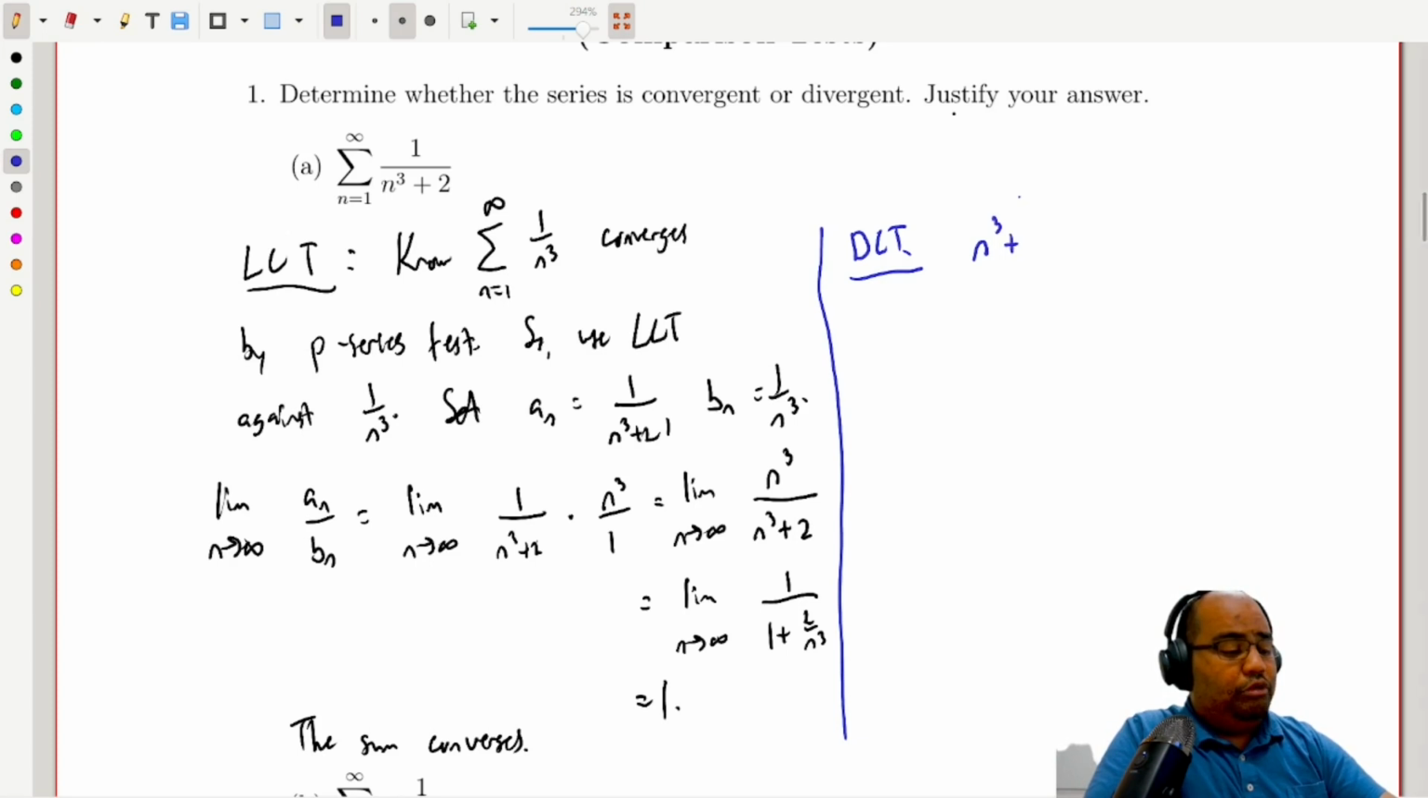I have n cubed plus 2, but Sean, it's 1 over n cubed plus 2. Yeah, I know, but we'll get to the 1 over part in a second. Well, I have n cubed plus 2. I can make this smaller just by dropping the 2.